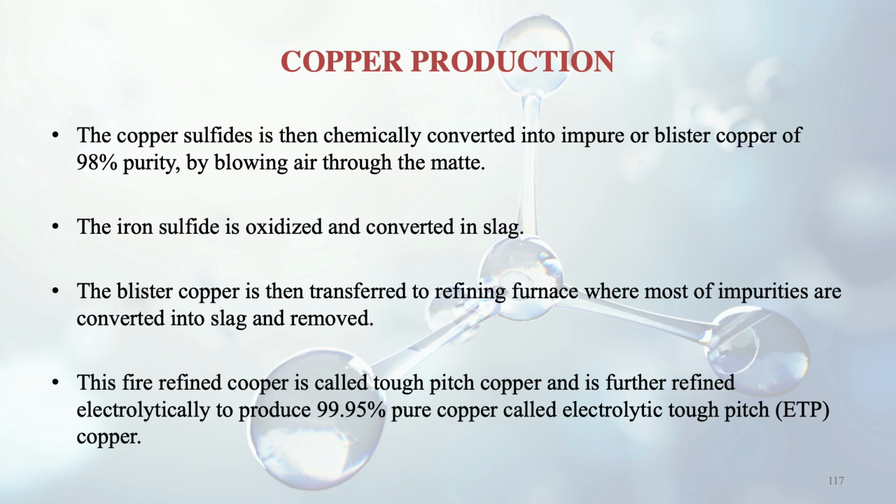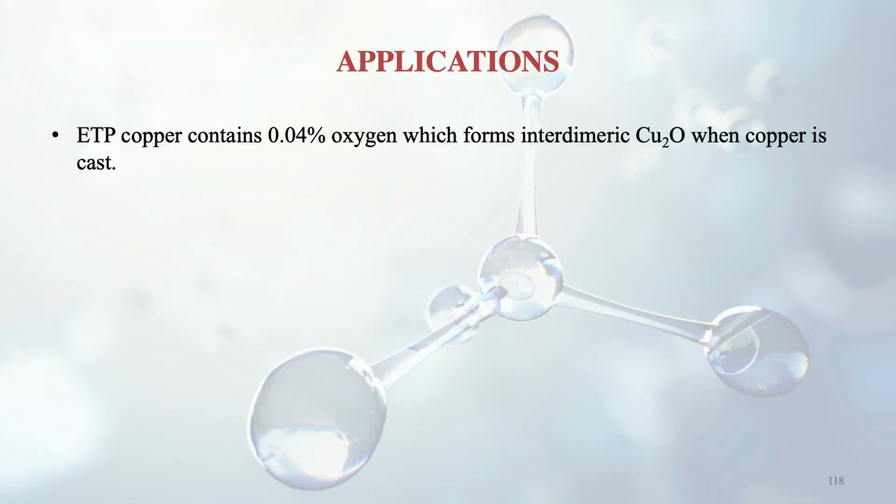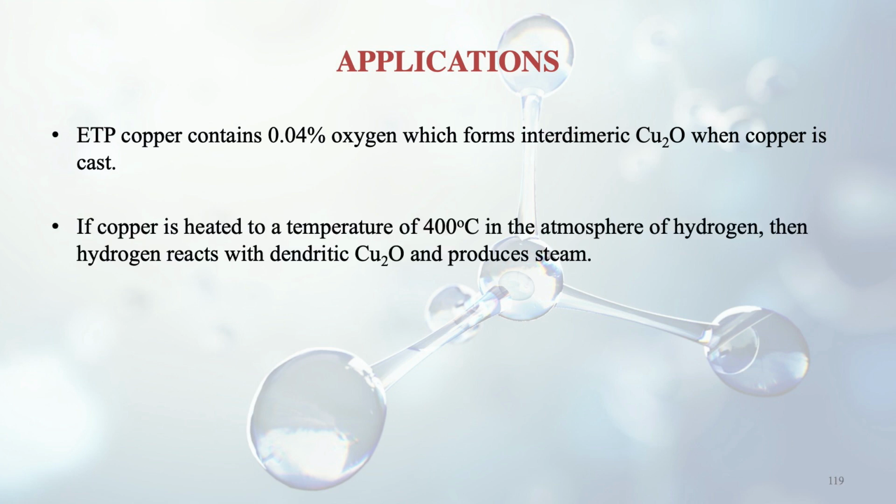The final one is the electrolytic process to produce 99.95% pure copper, and it is known as electrolytically tough pitch, ETP copper. What are the applications of this ETP copper? ETP copper contains around 0.04% oxygen, which forms interdendritic copper oxides, Cu2O, when copper is cast. If copper is heated to a temperature of about 400 degrees centigrade in an atmosphere of hydrogen, then hydrogen reacts with the copper oxide and produces steam.